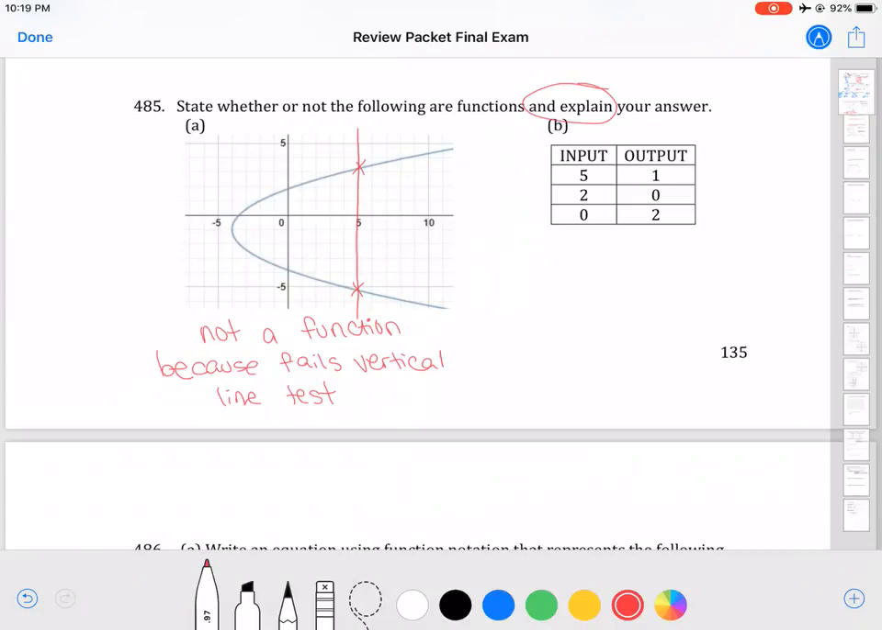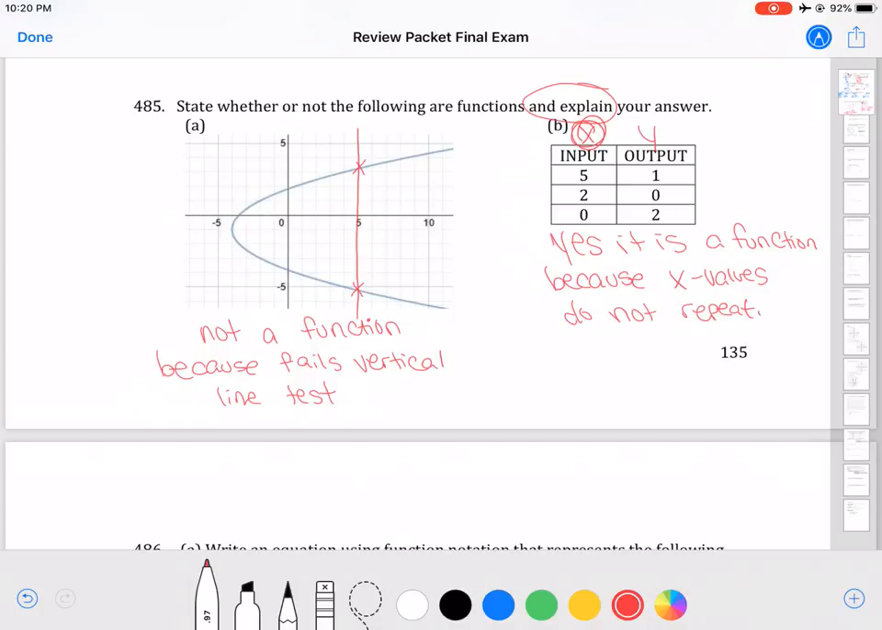I'm going to go over here to my table. It's a little bit different, but it's all dependent on your input or your x values, and you have to look to see if they are repeating or not. So my x values are 5, 2, and 0. None of those numbers repeat, so that tells me that this is a function. Simply because x values do not repeat.